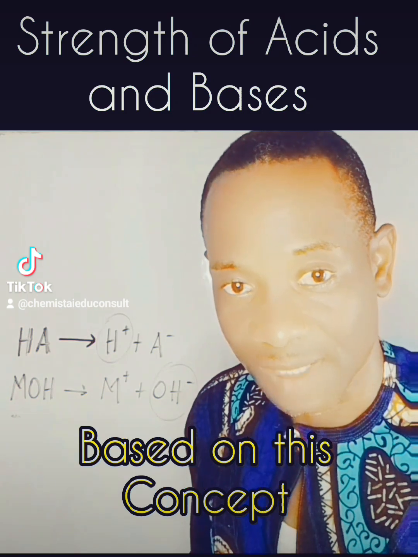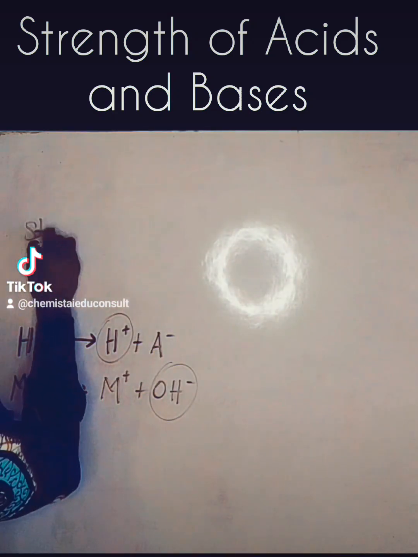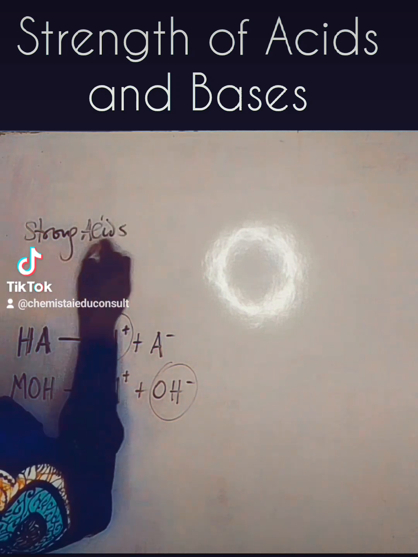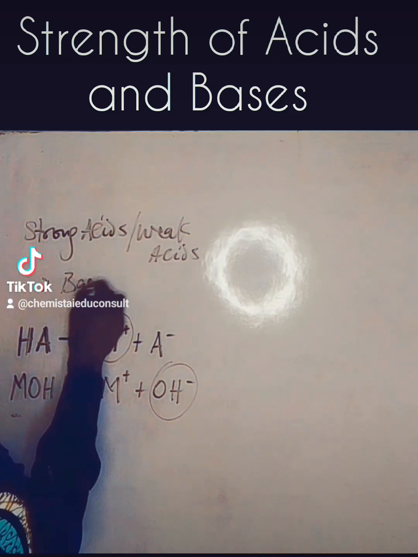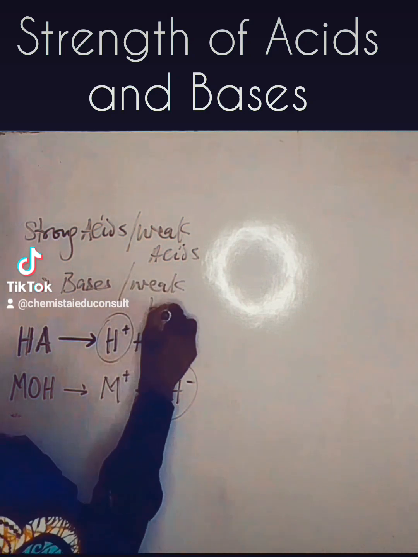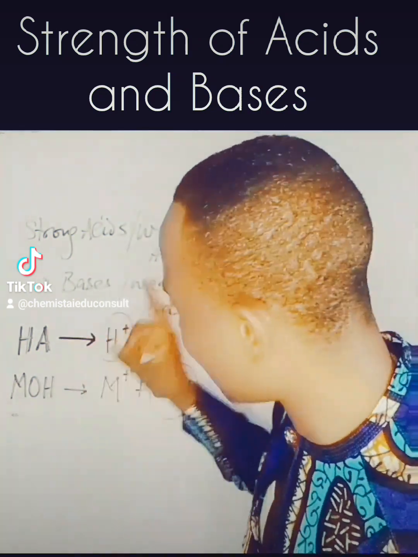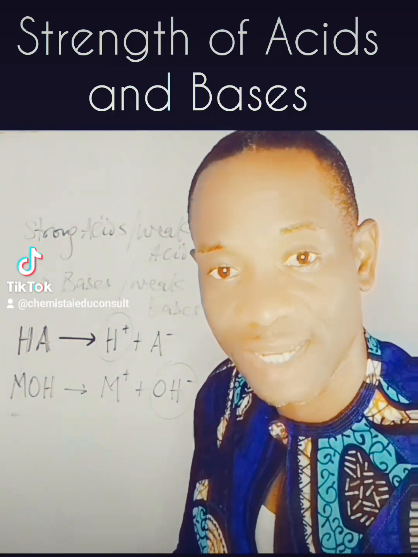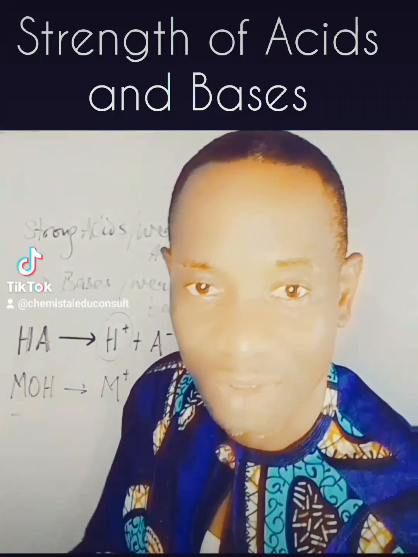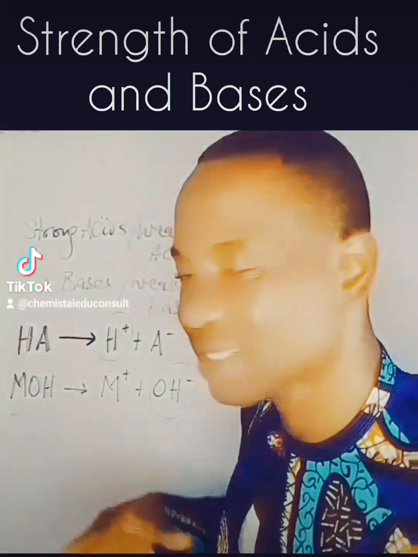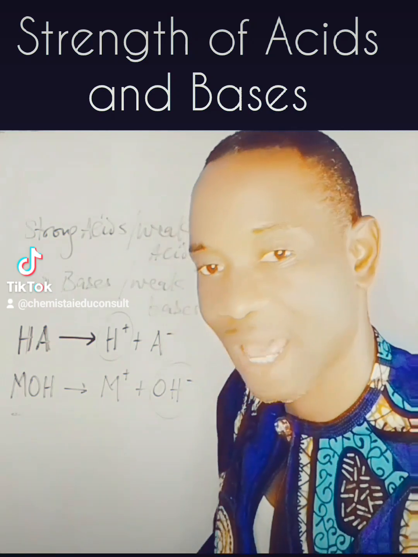Based on this concept, acids and bases are classified into two. We have strong acids and weak acids. We also have strong bases and weak bases. Some acids dissociate completely to release hydrogen ion. Some dissociate partially. The acids that dissociate completely to release hydrogen ion are called strong. Those that dissociate partly to release few hydrogen ions or few ions are called weak. The same applies to bases.